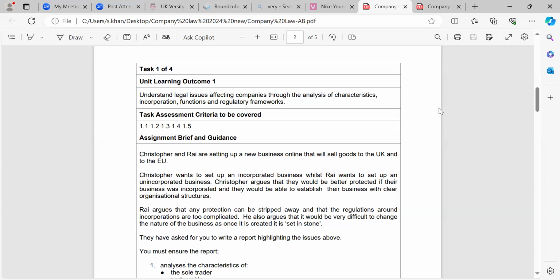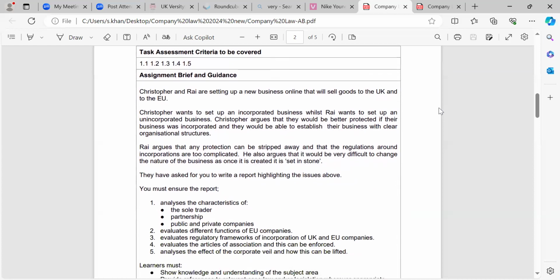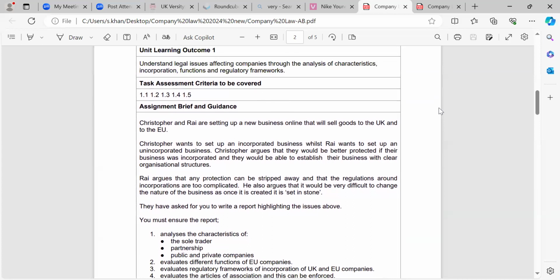Make sure that if you are doing each task, you have it as a heading, so that you are completing different parts of the task, and it's clear for the reader, for the marker, to understand that you've completed every element of learning outcome 1. And make sure you are using Harvard referencing. So the assigned task criteria to be covered: 1.1, 1.2, 1.3, 1.4, 1.5. The assignment brief and guidance.